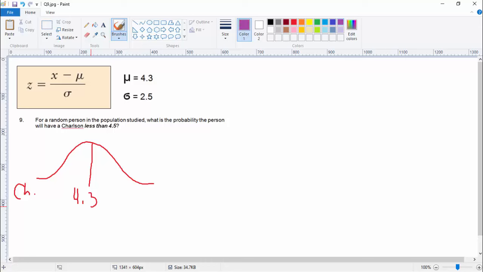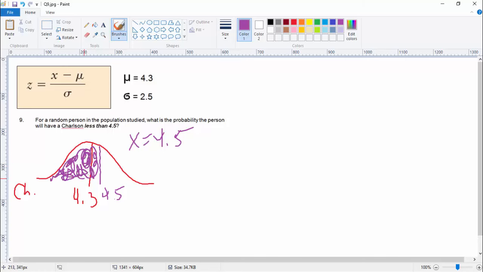And the first thing we do is we figure out x. So x equals 4.5 because that's what's in the question. And then we drop a line down on our normal curve of where 4.5 might be. So that's going to be above 4.3, right? So maybe it's really close here. 4.5. Okay, again, we get back to the question. It says less than 4.5.